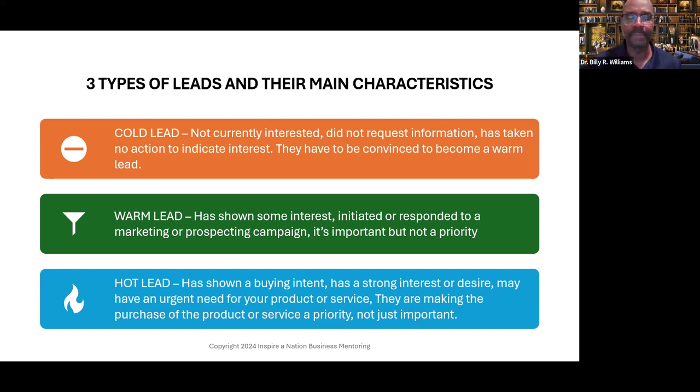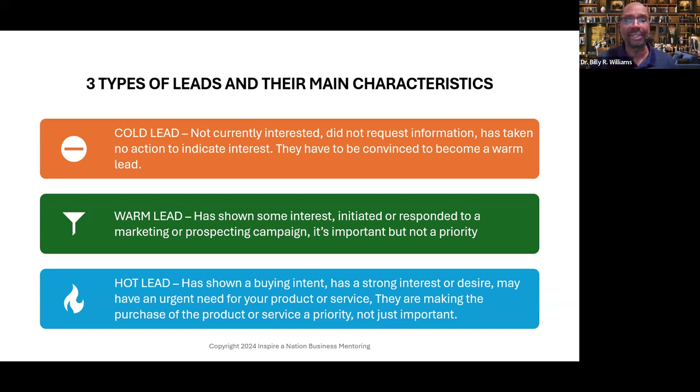We all know about them, right? Well, a cold lead is a person or a company that's not currently interested. They did not request information. They've taken no action to indicate interest, and they have to be convinced to become a warm lead. And then there's a warm lead. These are people that have shown some interest. They've either initiated or responded to a marketing or prospecting campaign, and they know that it's important, but it's probably not a priority. That's why they're a warm lead.